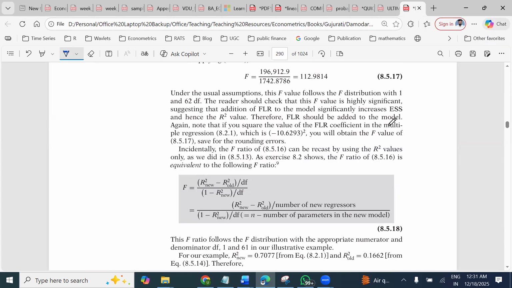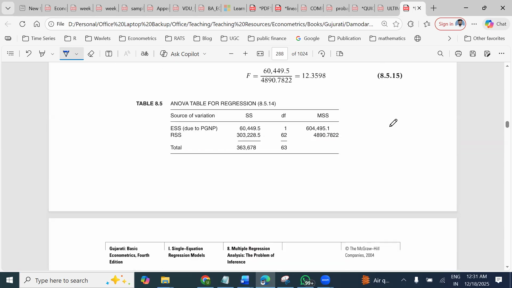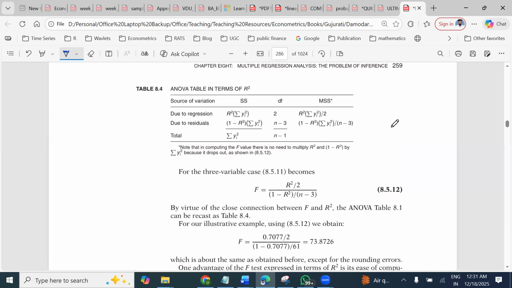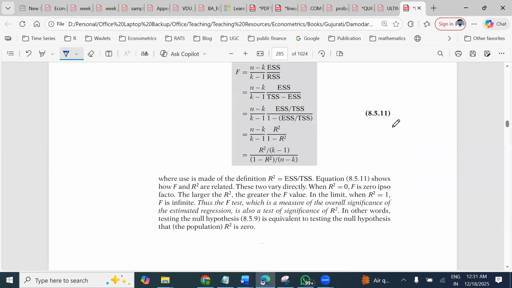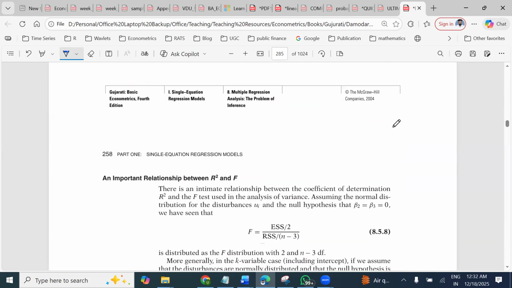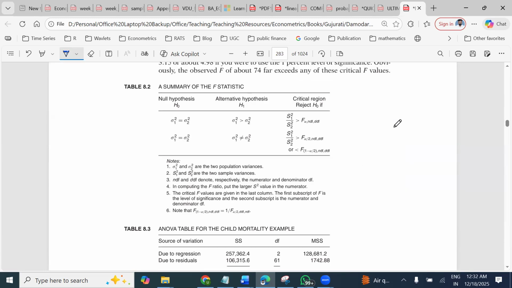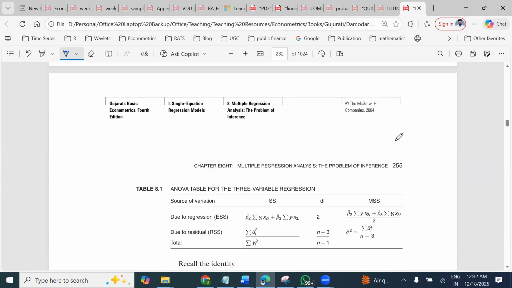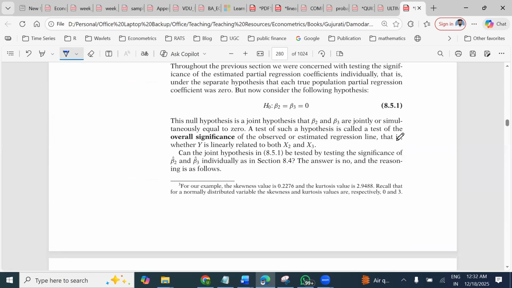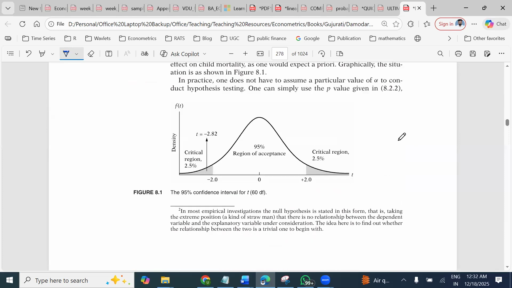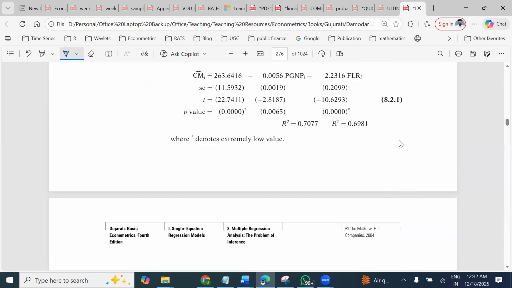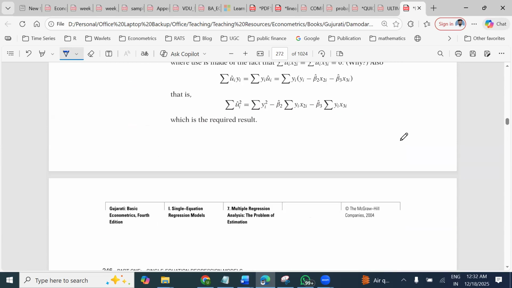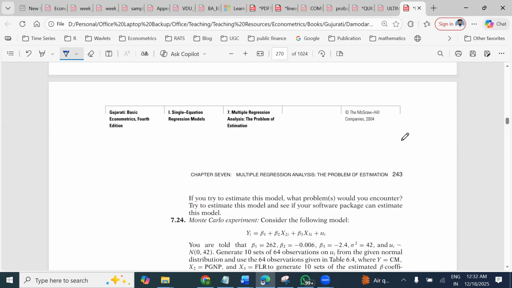In the last class we had studied the t test and F test. When we were studying in that class, we had studied that t square is equal to F. Yes. I'll show you, then you should remember. This is the F test, okay? In the single regression model, if you go, you can see.